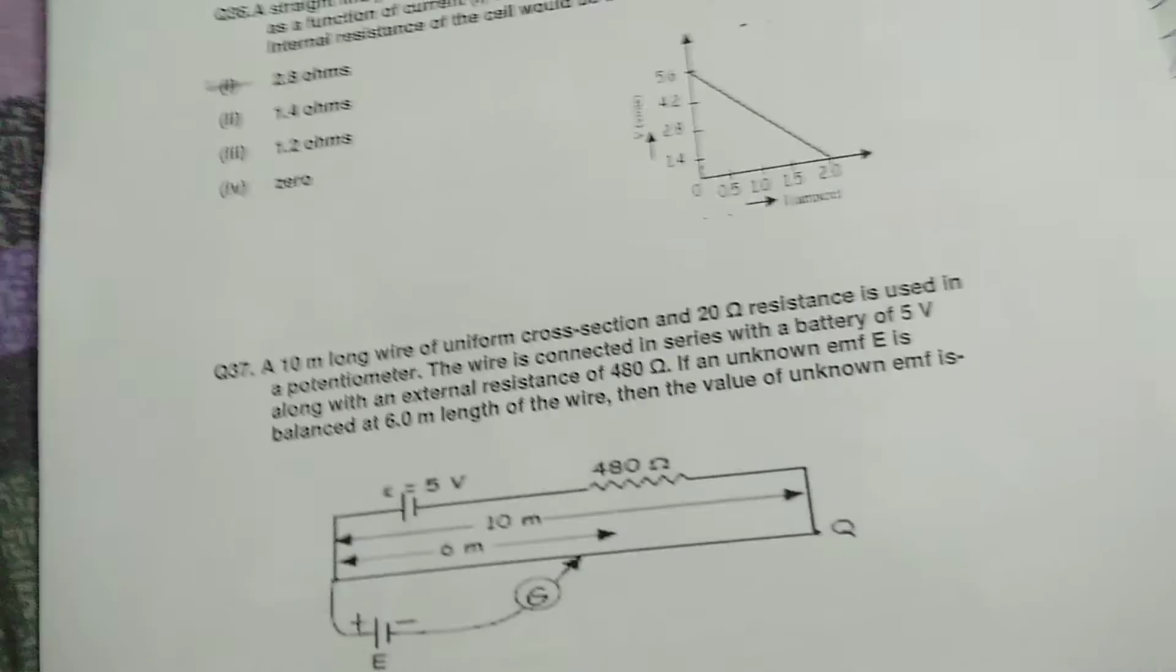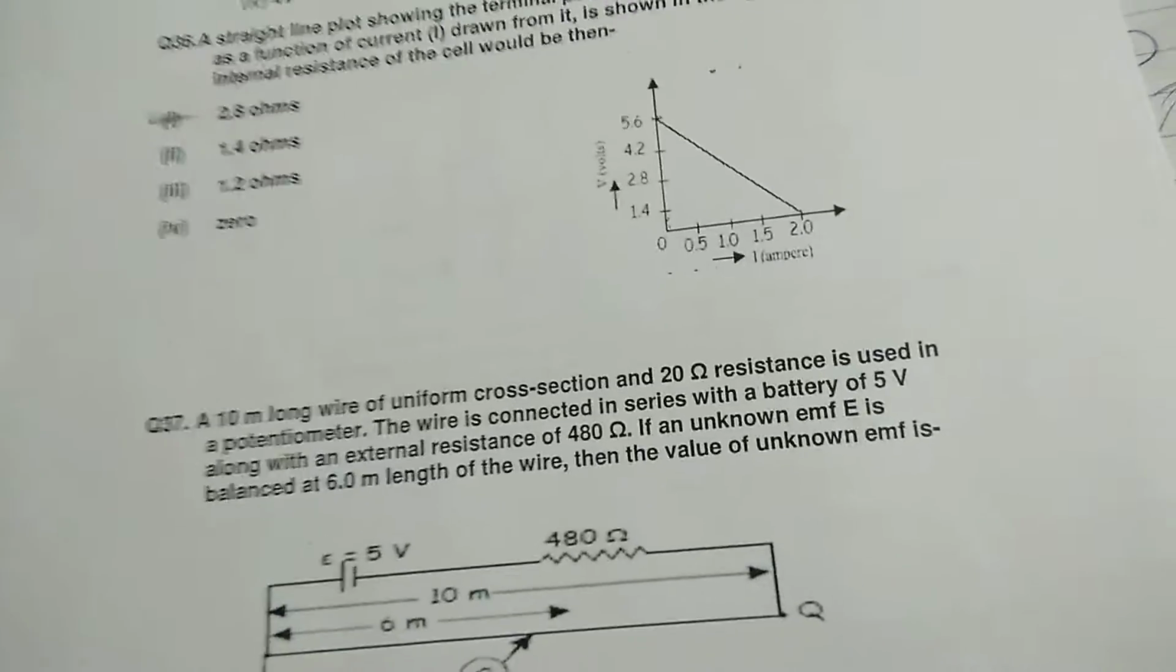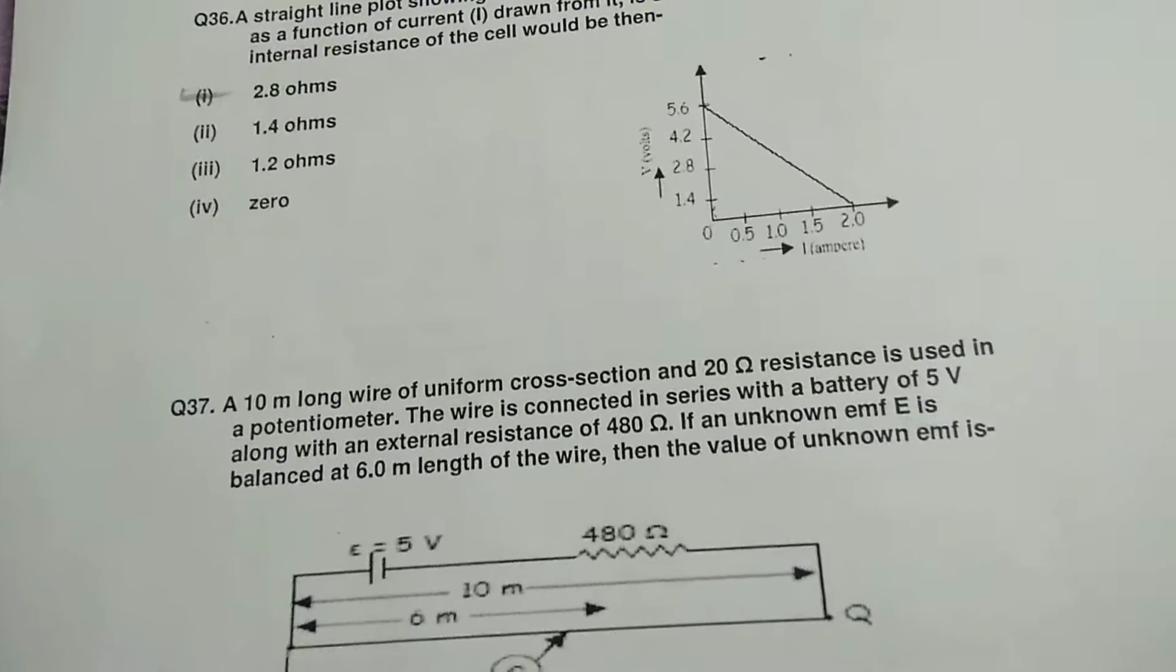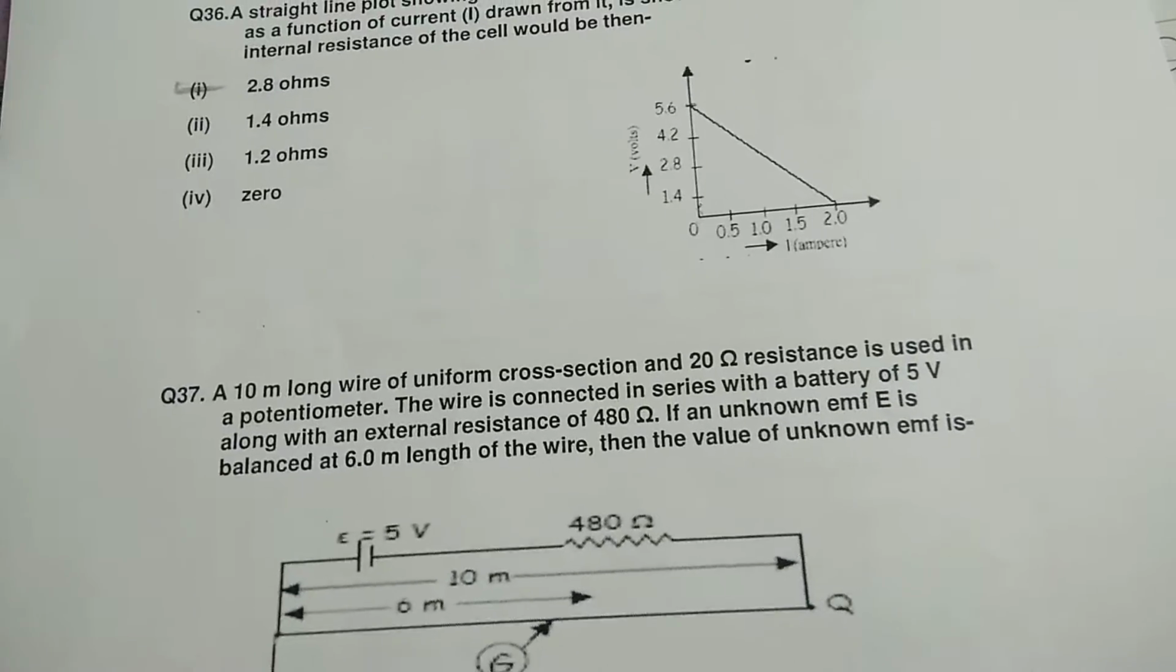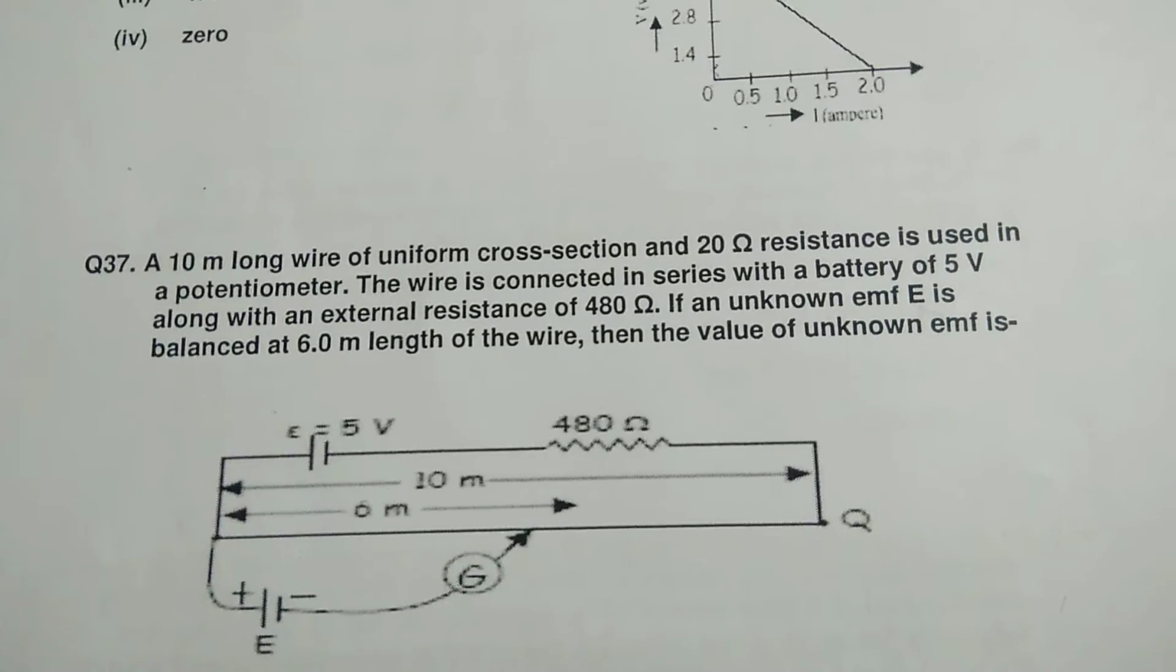This is a pretty simple question. A 10-meter long wire of uniform cross section and 20 ohm resistance is used in a potentiometer. The wire is connected in series with a battery of 5 volts along with an external resistance of 480 ohm. If an unknown EMF E is balanced at 6 meter length of the wire, then the value of unknown EMF is. So unknown EMF value is actually K into L.